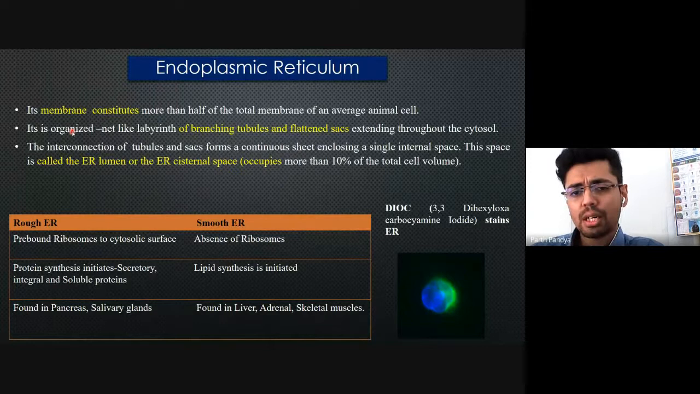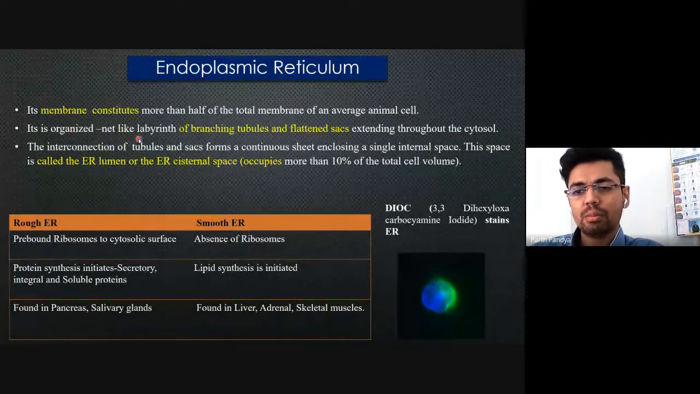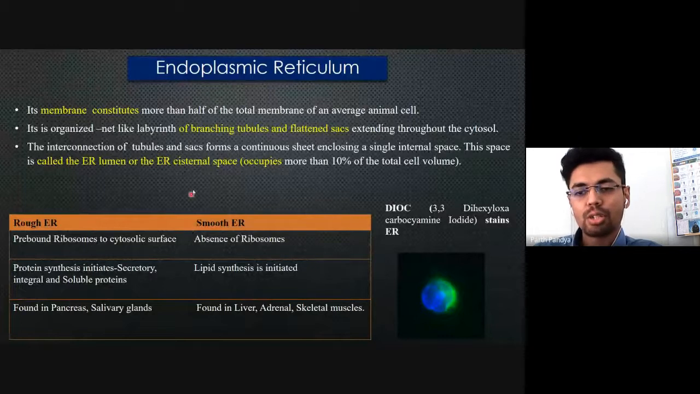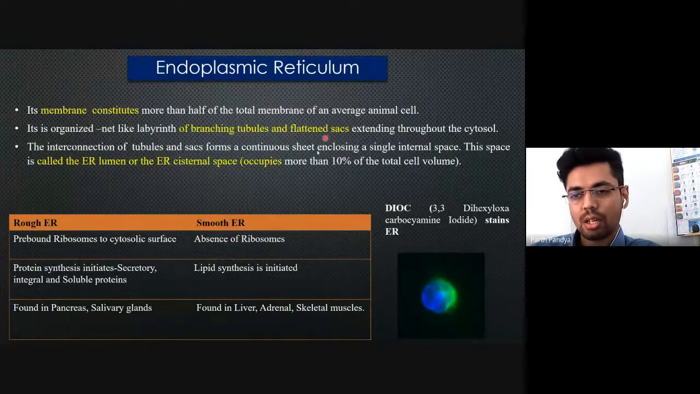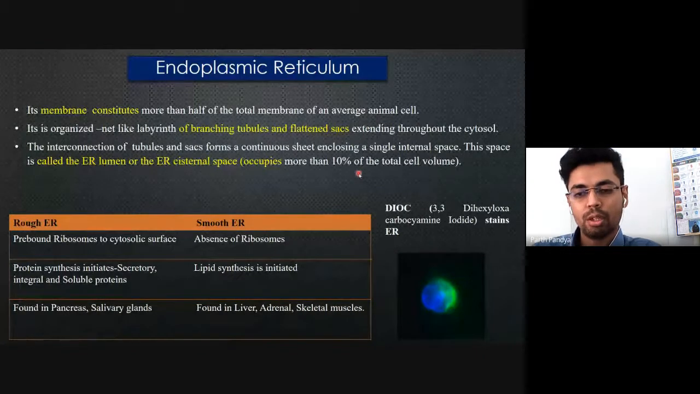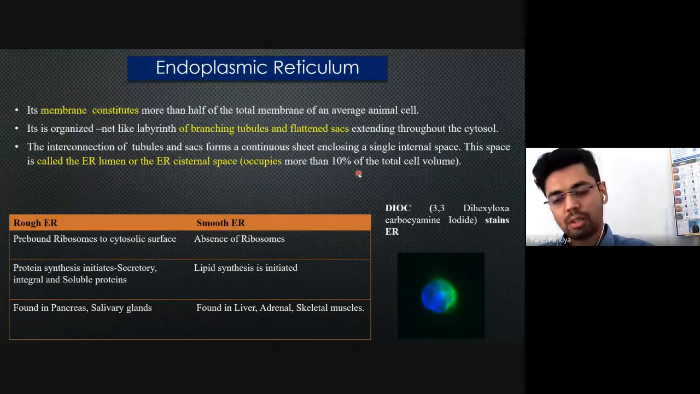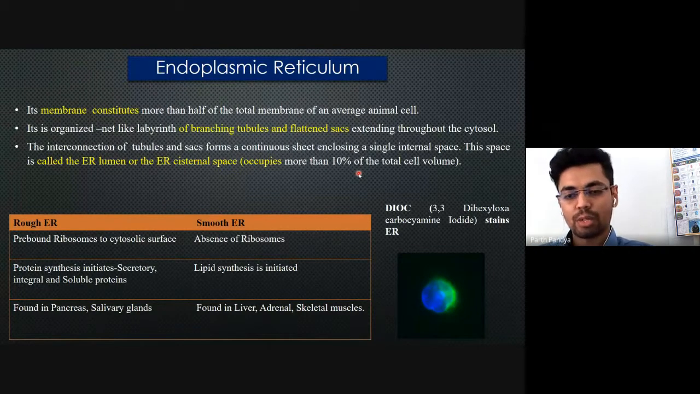The tubules are interconnected with each other, and it forms a continuous sheet enclosing the internal space. Hence, it is called the ER lumen or ER cisternal space. It occupies around 10% of the total cell volume. Whenever we classify the endoplasmic reticulum, we have rough endoplasmic reticulum and smooth endoplasmic reticulum.